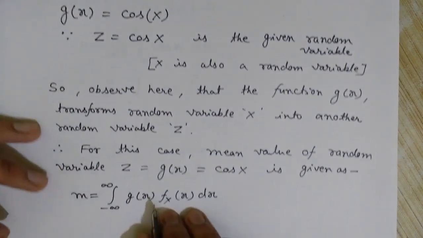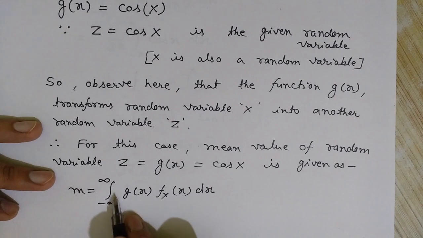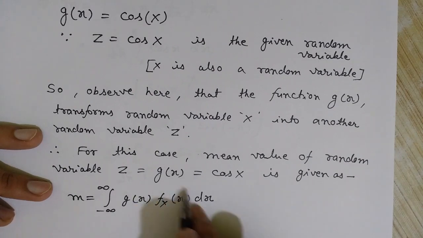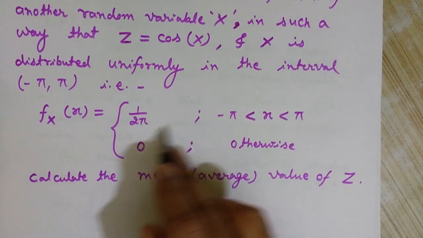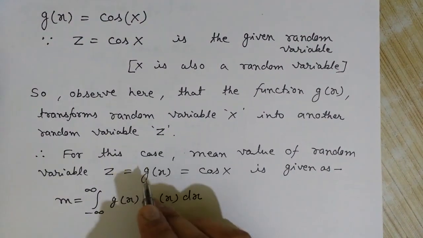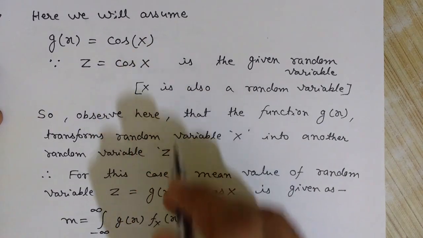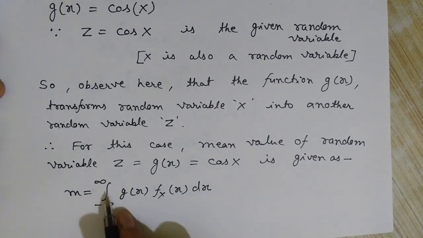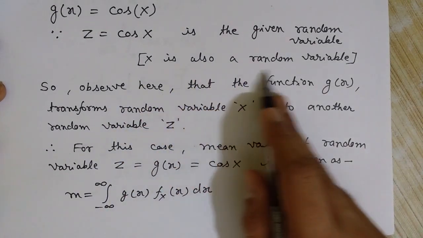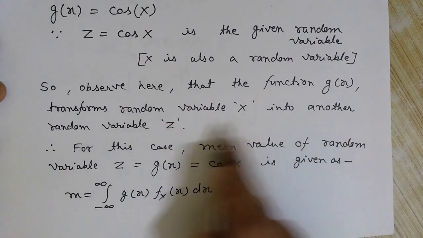Our formula was this: to calculate the mean, we integrate from minus infinity to infinity g(x) f(x) dx. F(x), the probability density function, has been given. Look here, this has been given, and we are also given g(x). G(x) is cos x. So we know both of these things, g(x) and f(x) dx. We just need to integrate from minus infinity to infinity. Here it is written that x is also a random variable, so that the function g(x) transforms random variable x into another random variable z.